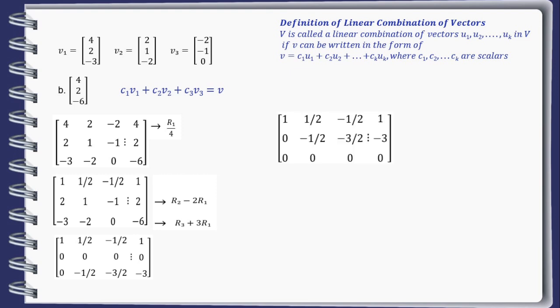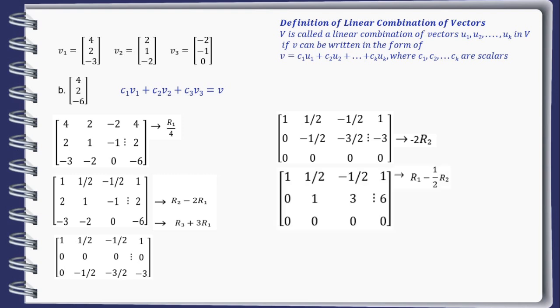Now we already have our first pivot entry with all 0 below. The next thing we will work out is our next pivot entry, which is negative 1/2. We want this to be 1, so we take negative 2 times R2. This is our new R2. The last matrix is already our reduced echelon form.